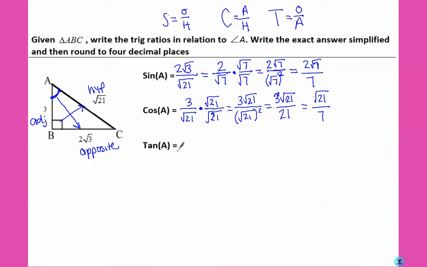And finally, for tangent, we want opposite over adjacent. Opposite is 2 square roots of 3. Our adjacent side is 3. 2 over 3 can't be simplified, and we have no square roots in the denominator, so there's nothing to simplify there.